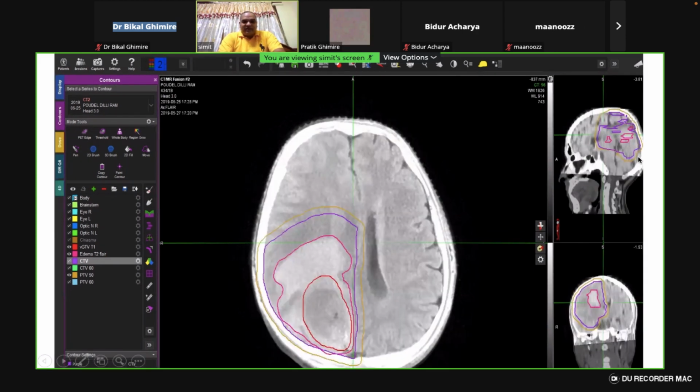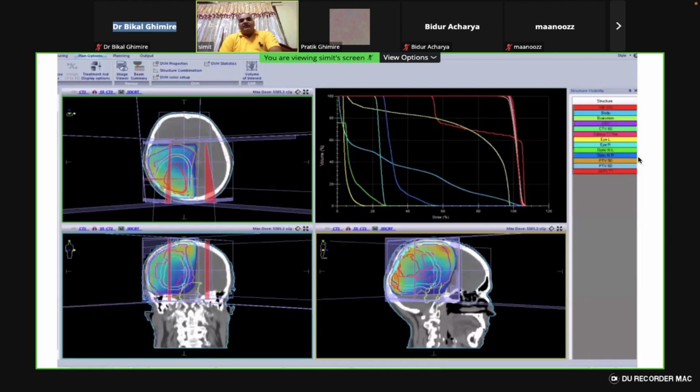So this is the final one. Then the planning is done. In planning, we use multiple fields of radiation. So by doing this, we actually see how much dose the tumor is getting and how much dose the organs at risk are getting. This graph which is shown here, in today's radiation treatment plan, we actually know how much each of the tumor as well as organs at risk is getting.